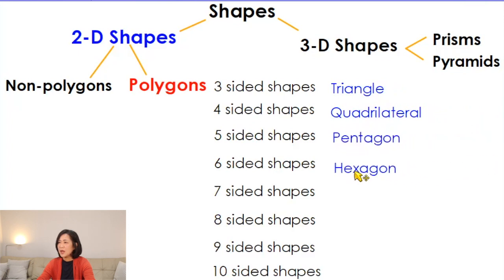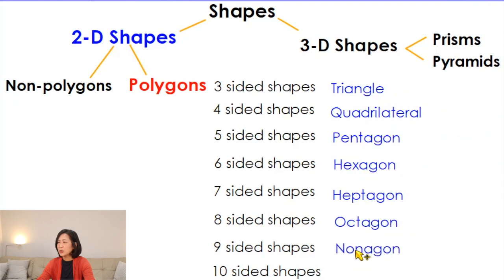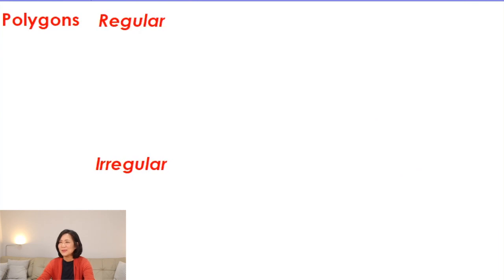Six-sided shapes are hexagons, and seven-sided heptagon. Eight-sided are called octagons, and nine-sided shapes are nonagons, and finally 10-sided shapes are called decagon. Additionally, 11-sided shapes are called hendecagons, and then 12-sided shapes are dodecagon. Just remember, okay? Now the polygons can be divided into regular polygons and irregular polygons as well.